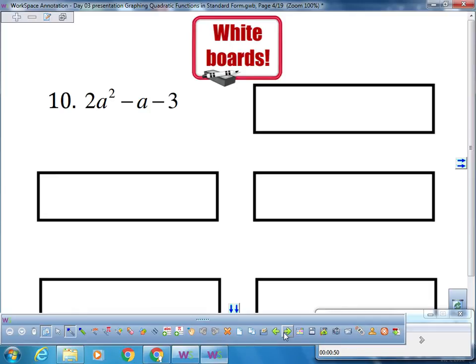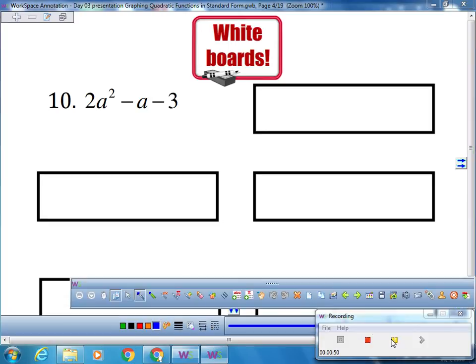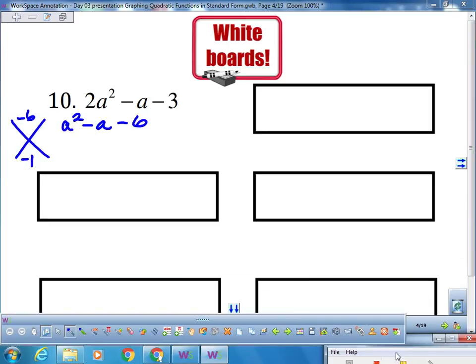All right, guys, so whiteboards. Can you do number 10 for me, please? Sorry, Kaylee, I forgot to. Negative 3. 2 and negative 3. Let's check. 2 times negative 3 is negative 6. 2 minus 3 is negative 1. Good. So here are our factors.